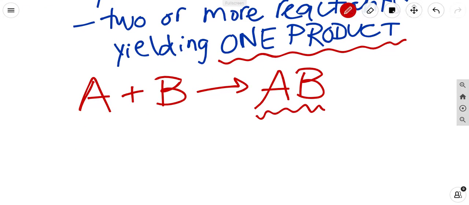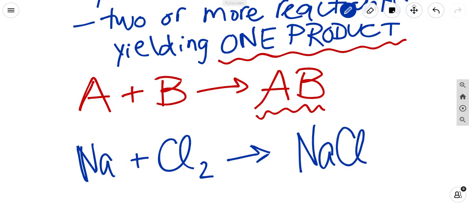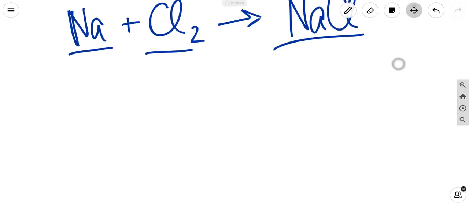So what's an example of synthesis? Let's say maybe you like to put salt on your French fries, all right? So we're going to take sodium plus diatomic chlorine, and we're going to get table salt. So I have my 2 things combining and yielding one product. Okay, so that's an example of synthesis: 2 or more things combining to form one product.